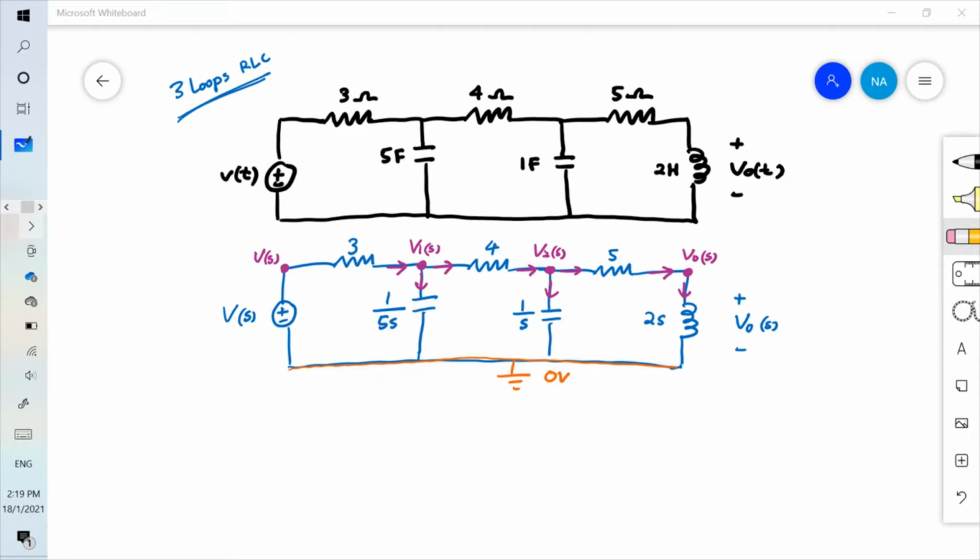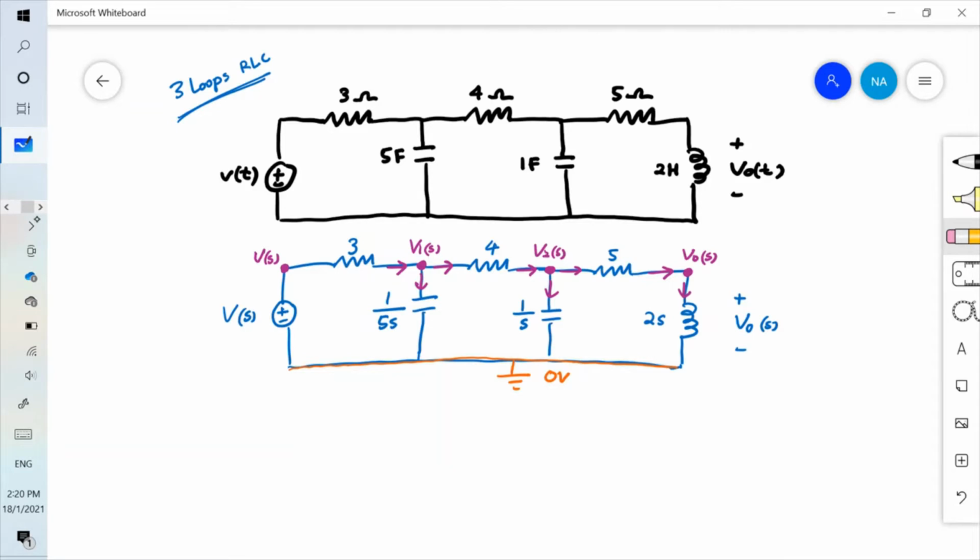Your first step is you need to convert the circuit in the time domain into the S domain circuit, and I have already drawn that S domain circuit. So the time domain power supply is VT. It will become VS in S domain. Output voltage V naught T in time domain will be V naught S in S domain.